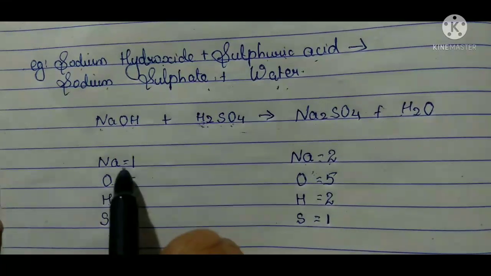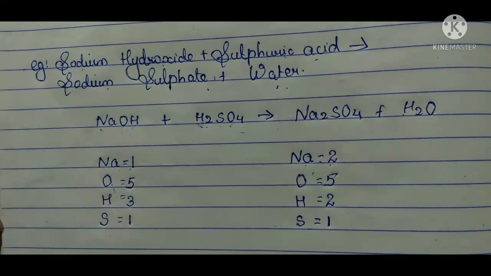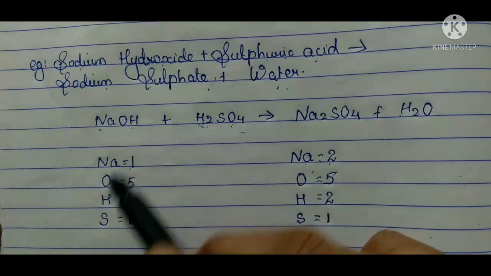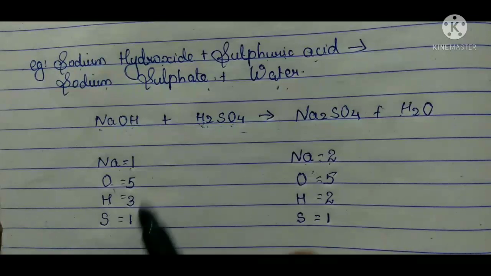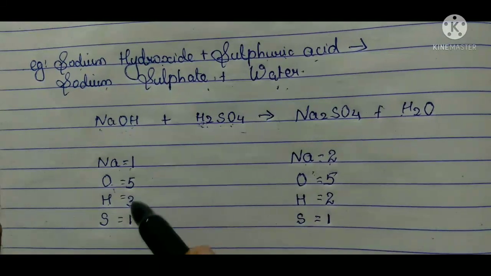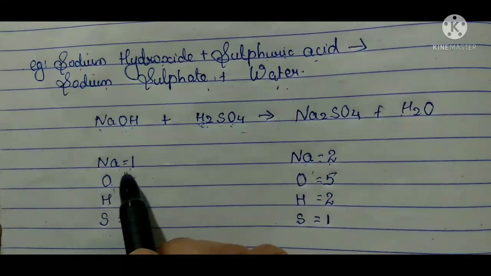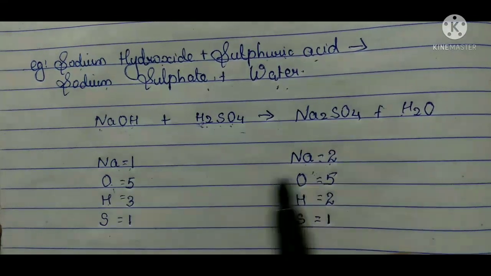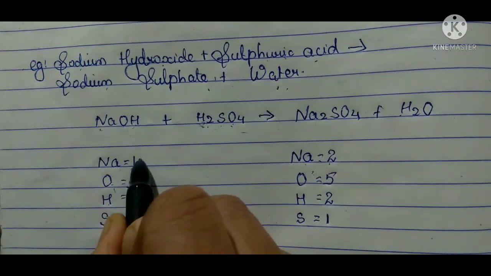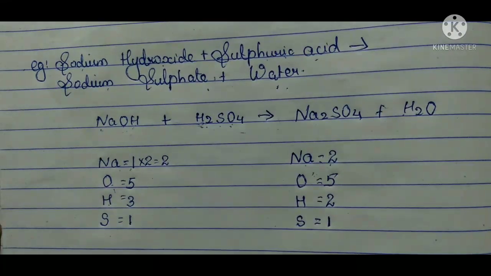So I will increase sodium here in the reactant. Wherever you get a bigger number and a smaller number, you will convert the smaller number into the bigger number, whether it is in the reactant or in the product. Clear? You will convert the smaller number into the bigger number. So the smaller number is here in the reactant. So 1 multiplied by 2, I will get 2 Na.